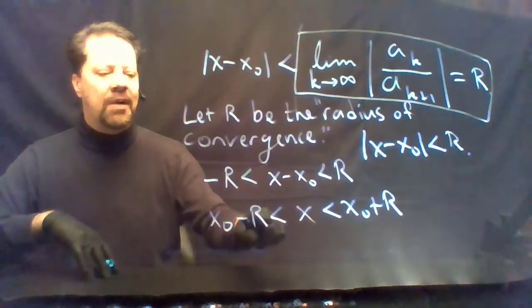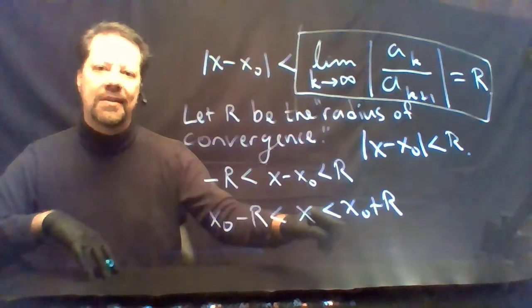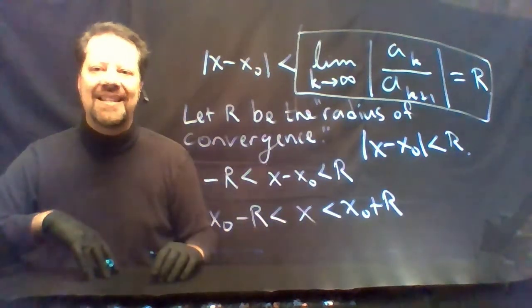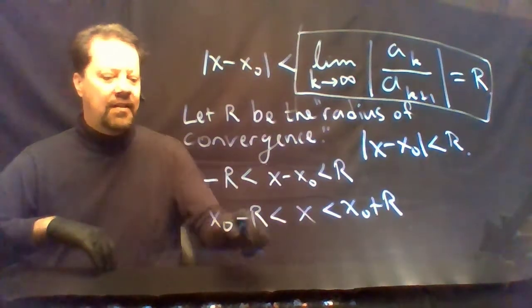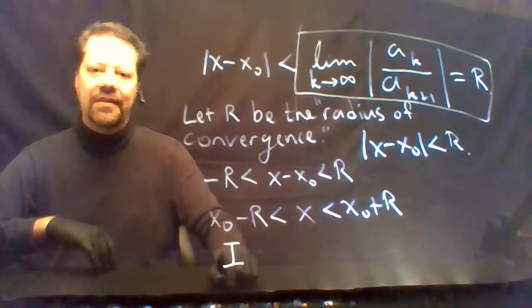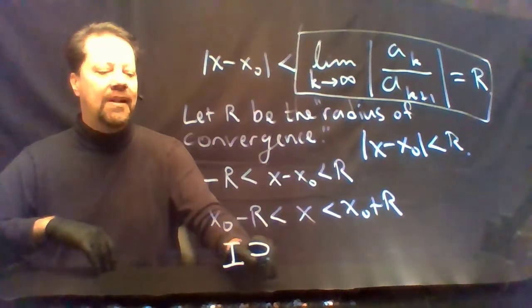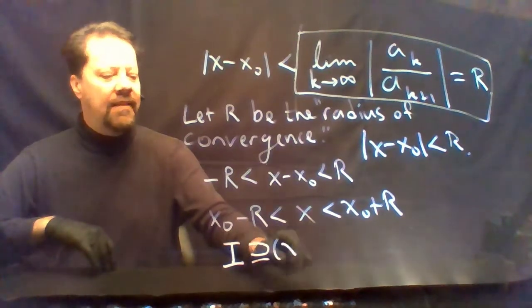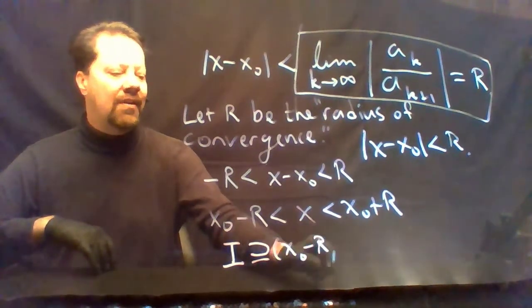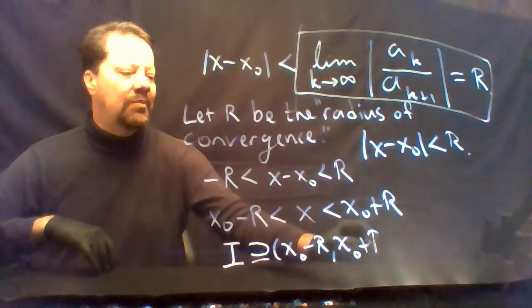The only question mark is, what about the endpoints? Those must be tested separately. If I is the interval of convergence, then I will contain the interval x naught minus r to x naught plus r.